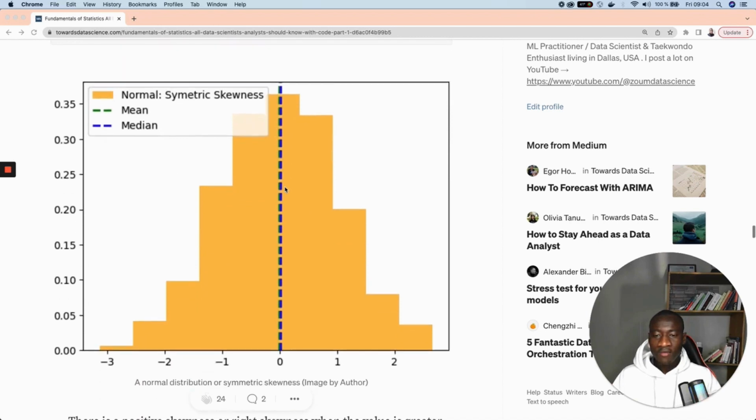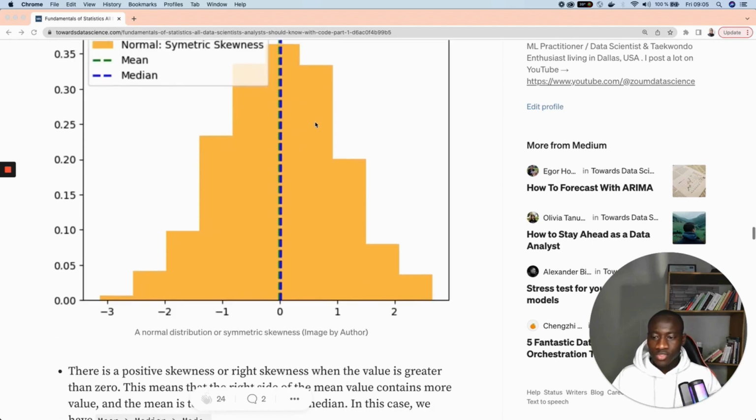If we have a normal distribution, because this one is a normal distribution, in this case the mean, median, and mode all have the same value here. This is a normal distribution. So any distribution that does not respect this scenario is said to be skewed.